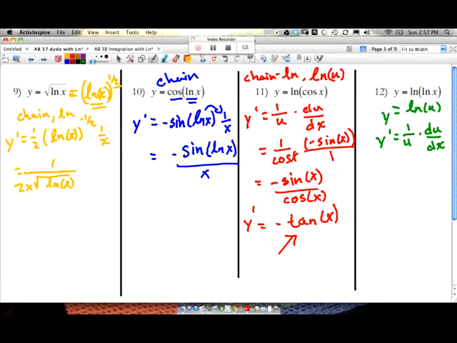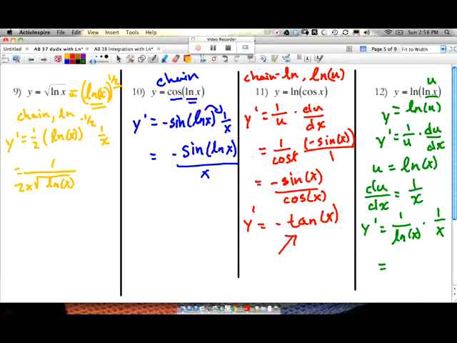Now, considering what we have here, the u is actually this piece inside. So u equals natural log of x. And du dx, that chain piece that's going to be attached, is 1 over x. So when I'm looking at y prime, we start with 1 over u, so that's 1 over natural log of x, times du dx, which is 1 over x. We put it all together, we'd probably write this x out in front. We'd have 1 over x natural log of x. That'd be your simplified version of this.